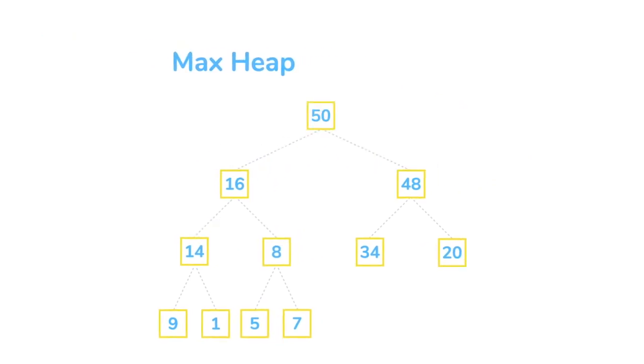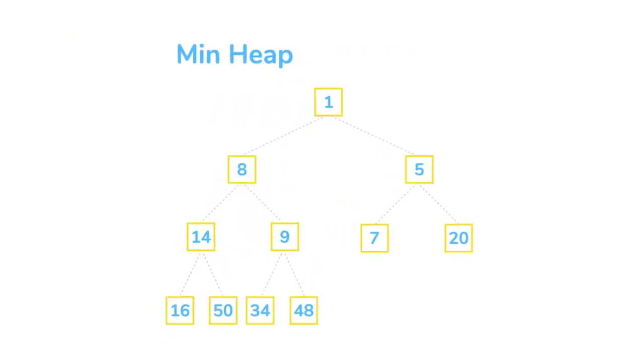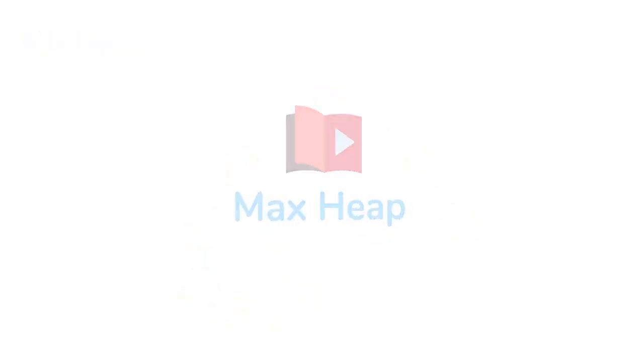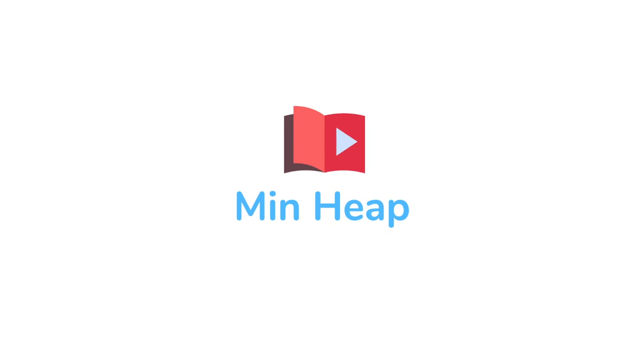The opposite of the maxHeap is minHeap, where the root is the smallest key. So in a minHeap, each parent node will have the smaller key than its children. In this tutorial, we're just going to be talking about maxHeaps because minHeaps is just maxHeaps done opposite.